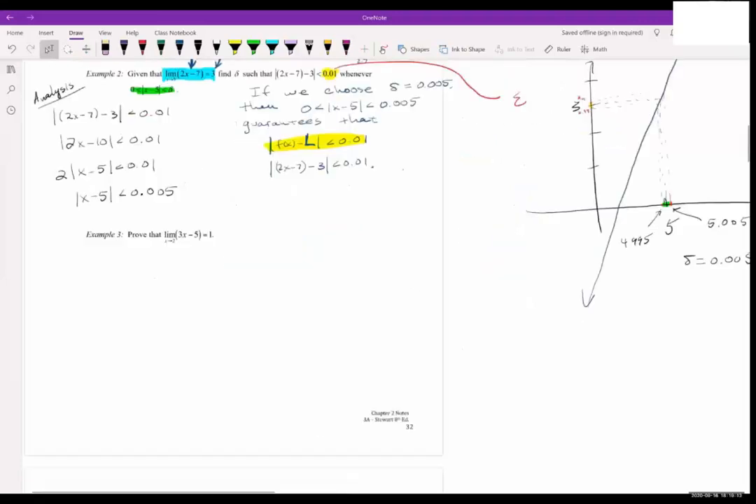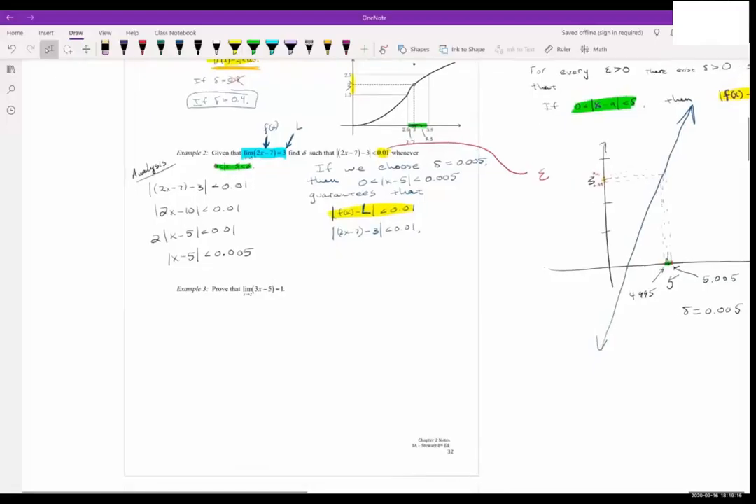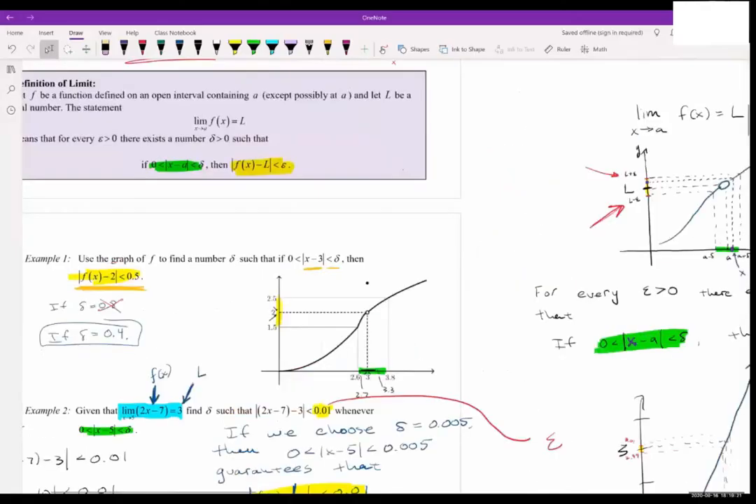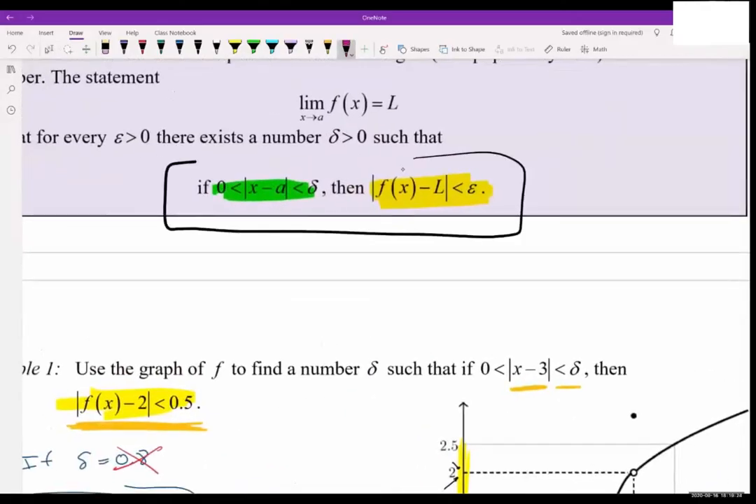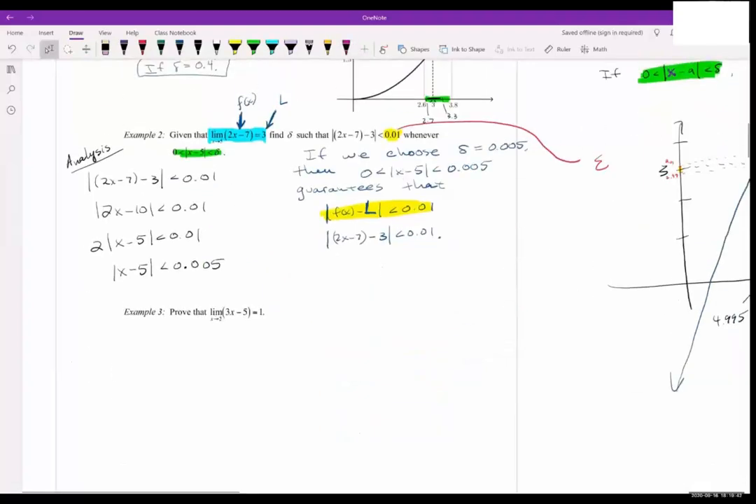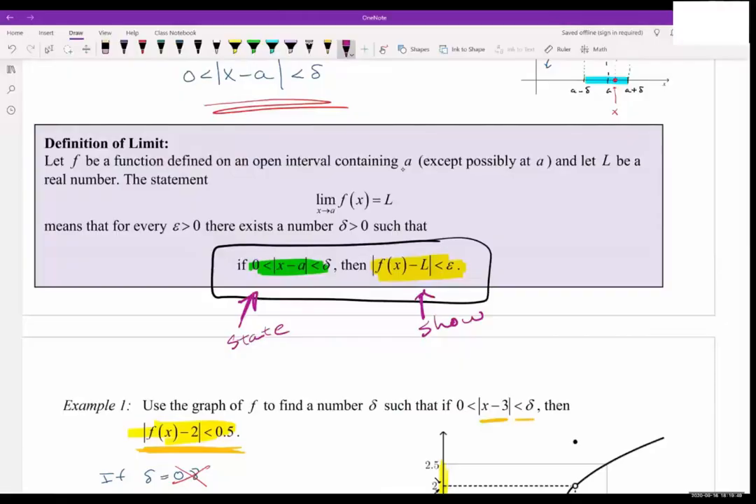Okay, so they want us to actually prove this thing. Now, when you prove a statement, an if-then statement, right? If you notice, we have this guy right here is an if-then statement. And so what we have to do is we have to state the if and show, right? We have to state this and we have to show that. Okay, that's how you prove an if-then statement. So what we're going to do is we're going to first find the appropriate delta. It says there exists a number delta greater than 0. So we're going to find that first, and then we'll write up the proof.